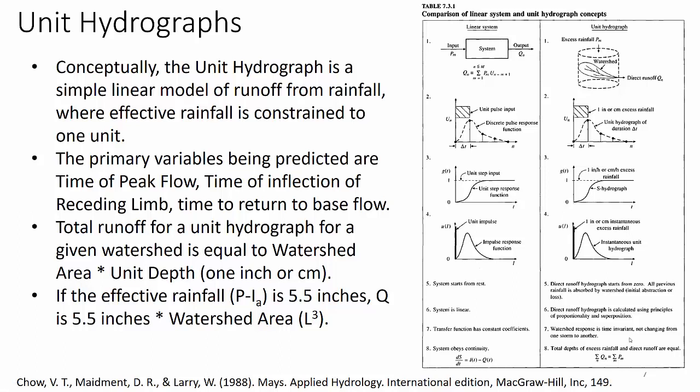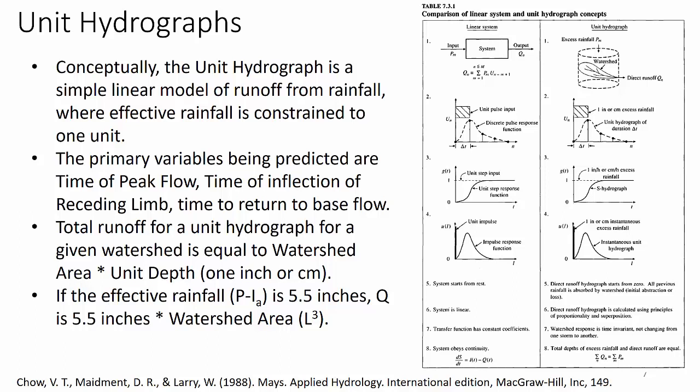The system obeys continuity. That is, change in S over T equals I times T minus Q times T. That is to say that the total depths of excess rainfall and direct runoff are equal. Mass is neither created nor destroyed. Water doesn't disappear. It evaporates, but that's not disappearing. That's just changing state.